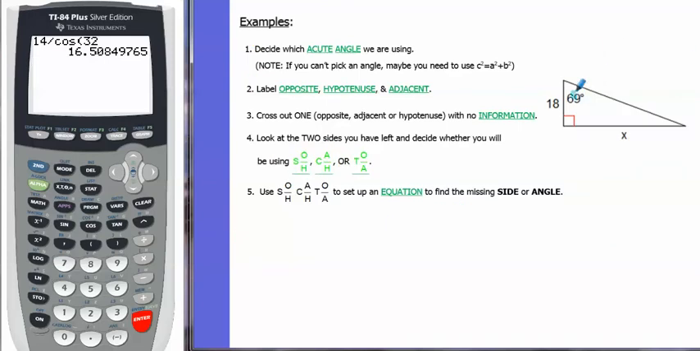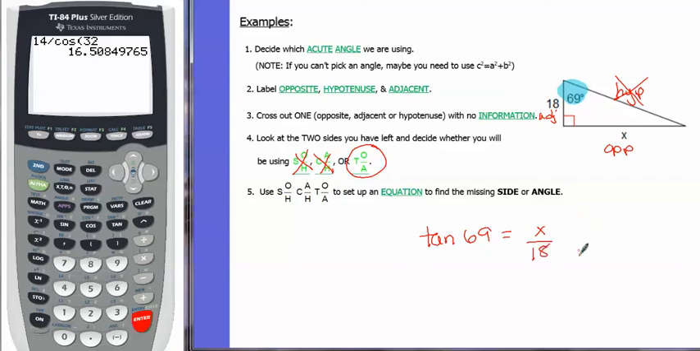Which angle am I going to pick? I'm going to pick 69. Then I'm going to label my opposite, my hypotenuse, and my adjacent. Once I do that, I'm going to cross out my hypotenuse because I don't need it. There's nothing by it. So when I cross out my hypotenuse, I know that I'm going to be using tangent. So tangent of 69 equals opposite over adjacent.